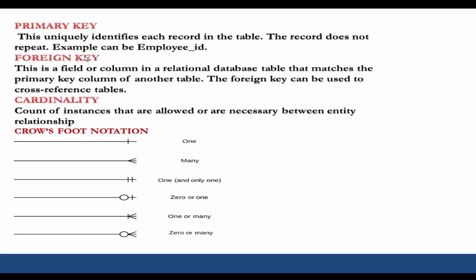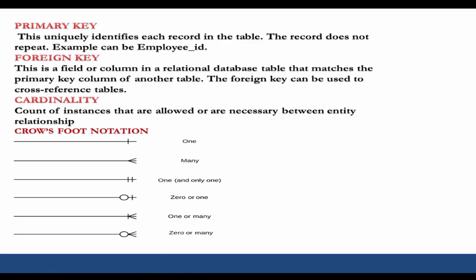Foreign key. This is a field or column in a relational database table that matches the primary key column of another table. So you can have a foreign key in one table that is related to another table's primary key. The foreign keys can be used as a cross-reference of tables. Cardinality counts the instances that are allowed or necessary between entity relationships. In the previous diagram, I showed you a sample entity relationship diagram of the HR schema.